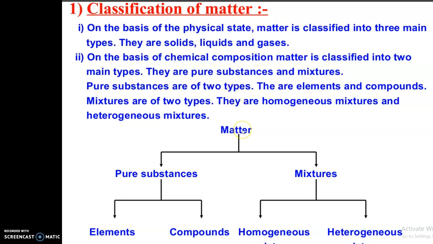So, matter is classified into pure substances and mixtures. Pure substances are further classified into elements and compounds. Mixtures are further classified into homogeneous mixtures and heterogeneous mixtures. This is the general classification of matter.